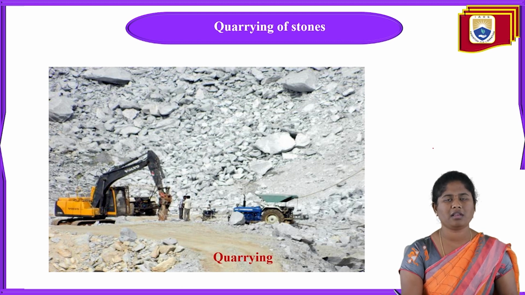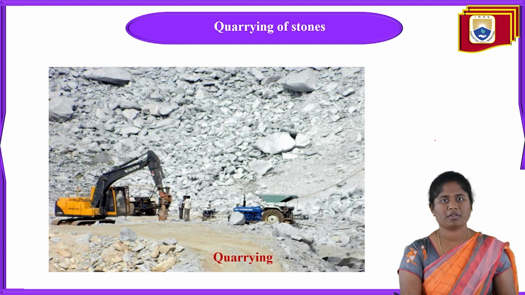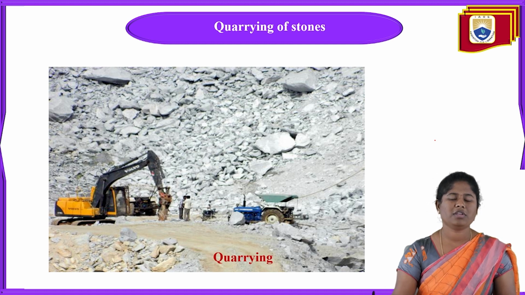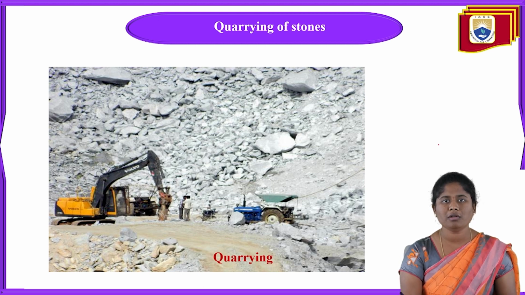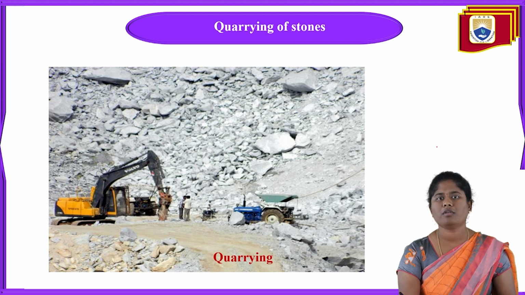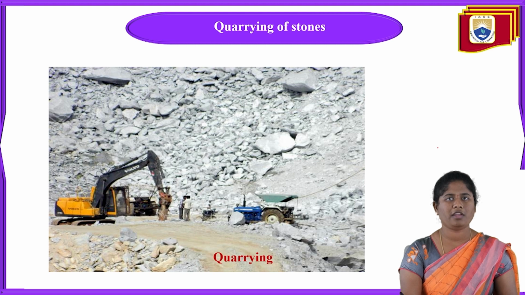For example, we can easily know the granite stone. Granite is used for flooring purposes. When we use it for flooring, it will be in a specified shape, either square or rectangular. After quarrying the granite stone, they cut it into the specified shape and then polish it. Only then do they use the granite stone for flooring. And in the picture, you can see the transport of the stones.